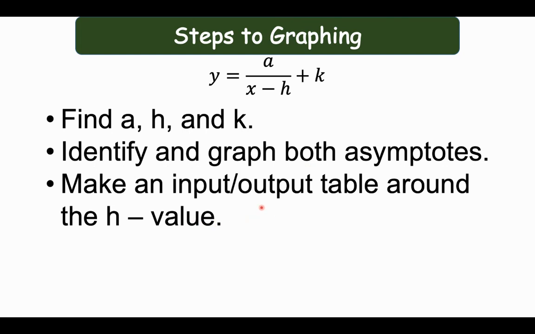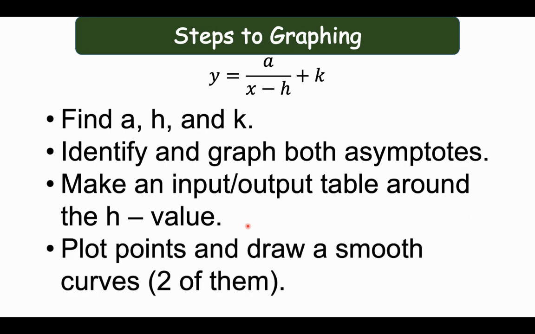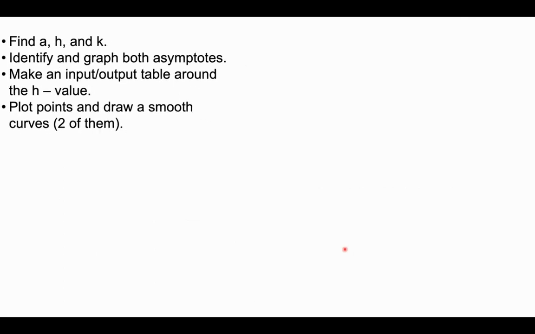So your input output table, though, I taught my classes how to do a triple table, an A value table, and an HK value table. But you can actually just start on the last table and just make sure that it's around your H value and plug that into whatever equation I give you. So I'll show you what that looks like in a second. And then after you have your table, you're going to plot the points and draw a smooth curve, 2 of them, because remember, it kind of looks like 2 separate exponential functions.